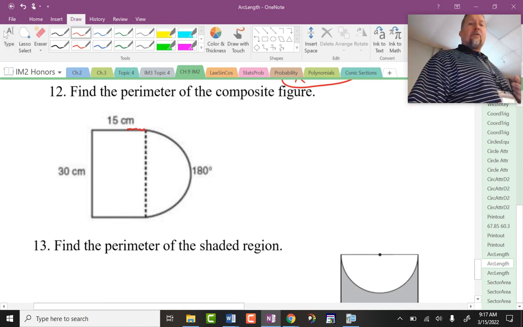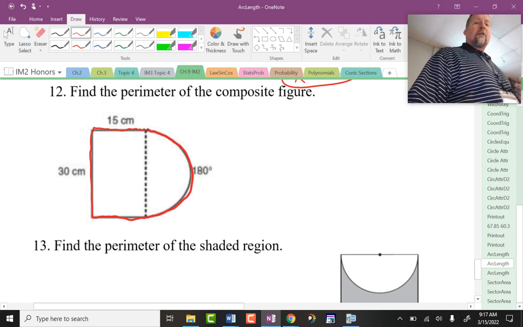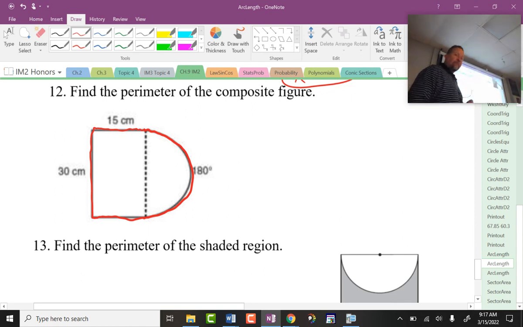So the perimeter of this thing is this. From here to here to here, then this, walking around this, which looks like a free throw line almost in a way.